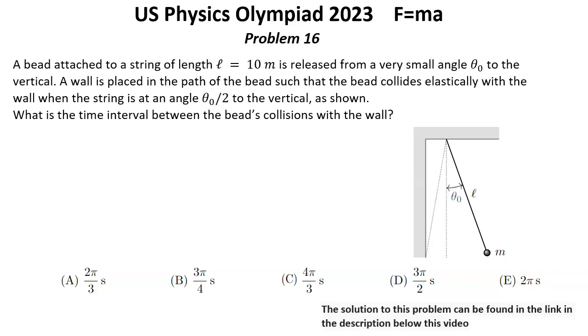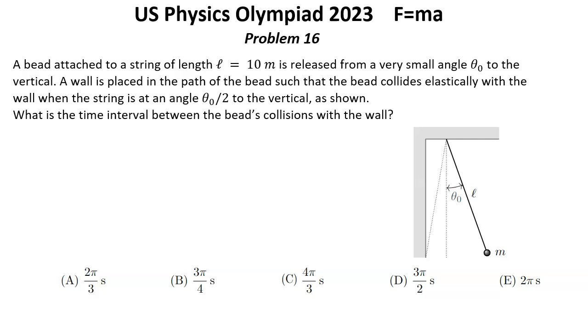Problem number 16. A bead attached to a string of length L equal 10 meters is released from a very small angle theta 0 to the vertical. A wall is placed in the path of the bead such that the bead collides elastically with the wall when the string is at an angle theta 0 over 2 to the vertical as shown. What is the interval between the bead's collisions with the wall?